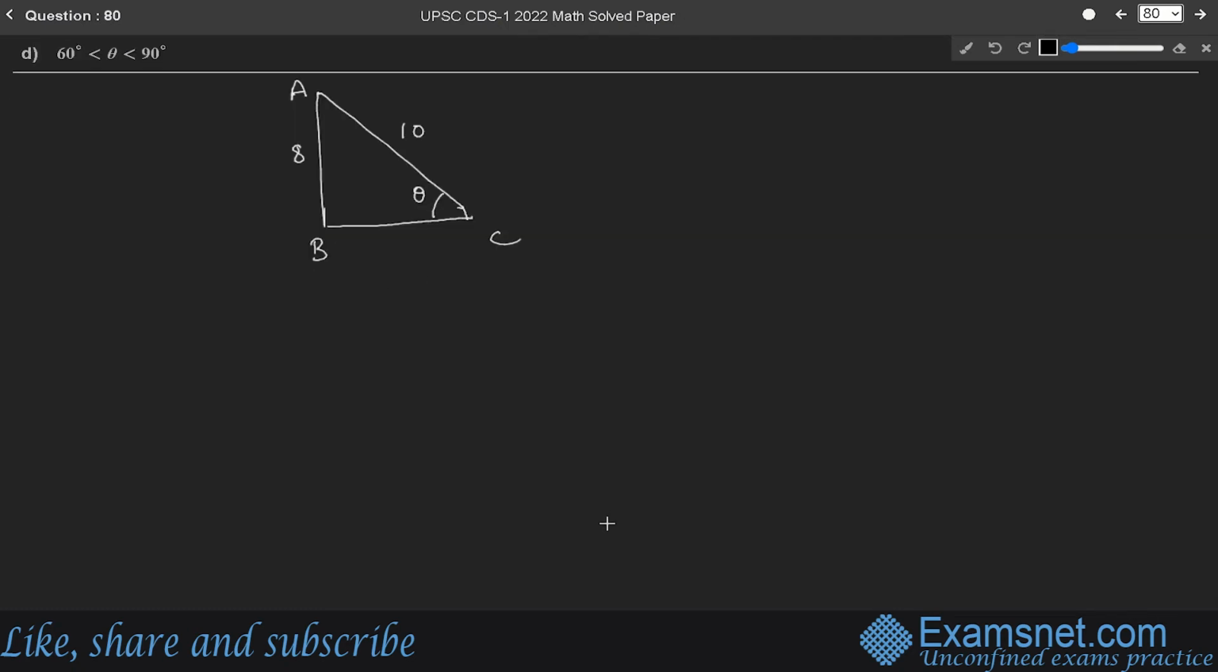We know that sine theta is equal to perpendicular upon hypotenuse. It means that sine theta will be equal to AB upon AC. So putting the values, we will get sine theta is equal to 8 upon 10, which will be 4 by 5, and further we can write it as 0.8.